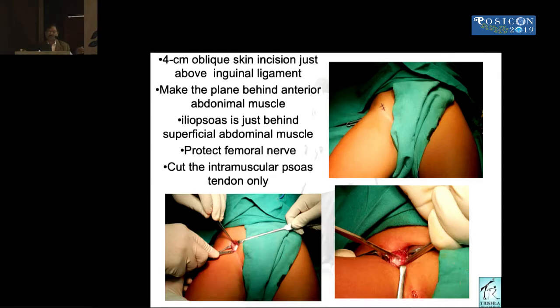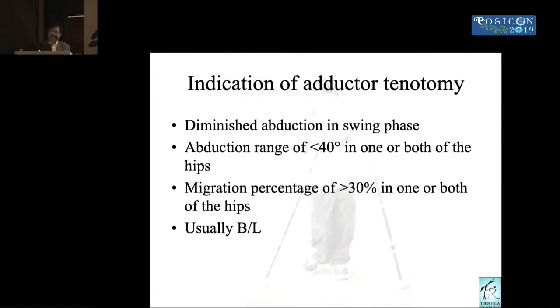This is the surgical procedure. There is a 4 centimeter oblique skin incision just above the inguinal ligament. After the skin incision, we will reach the anterior abdominal muscle. After separating it, we will get the femoral nerve. The femoral nerve can be retracted to the middle and we will get the iliopsoas muscle. In the iliopsoas muscle, you cut only the psoas tendon, not the iliacus muscle. After cutting, you can check how much hip flexor deformity is remaining, and that hip flexor deformity will be corrected completely.